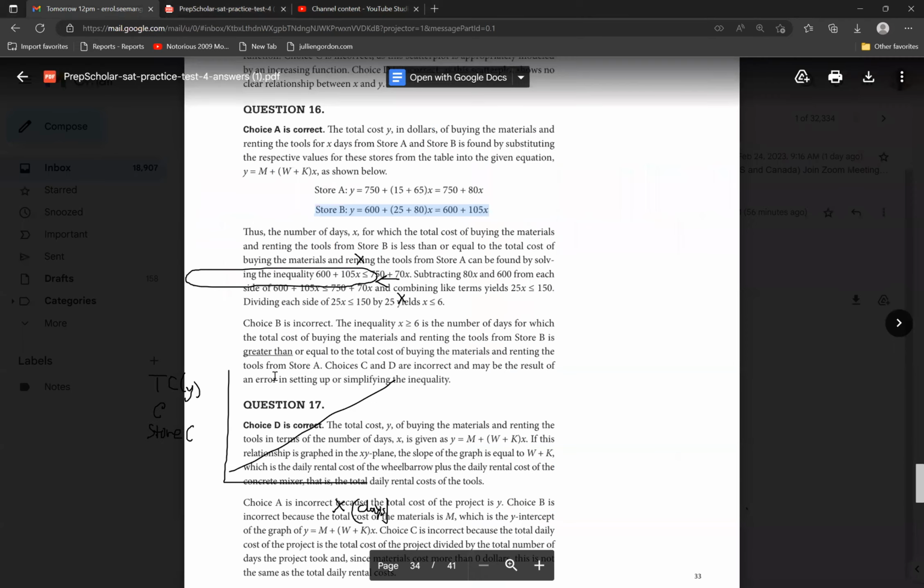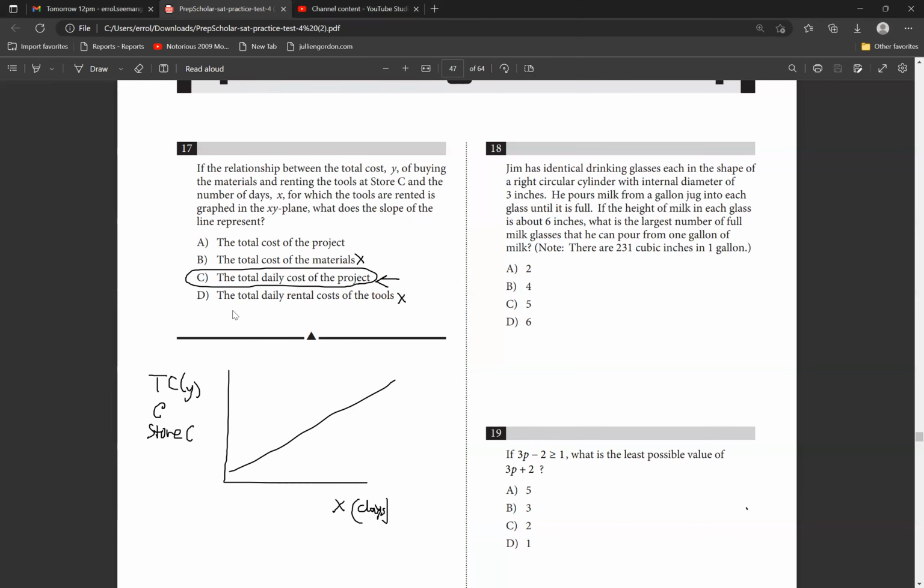17C. Oh, D. What was D? Total daily rentals. Oh, okay, my bad. Total daily rental costs of the tools. Oh, maybe because it wouldn't include the starting point. Let's see. What's the y-axis? The y-axis is the total cost Y of buying the materials and renting the tools at store C, and the number of days X for which the tools are rented. Oh, this is days tools are rented.